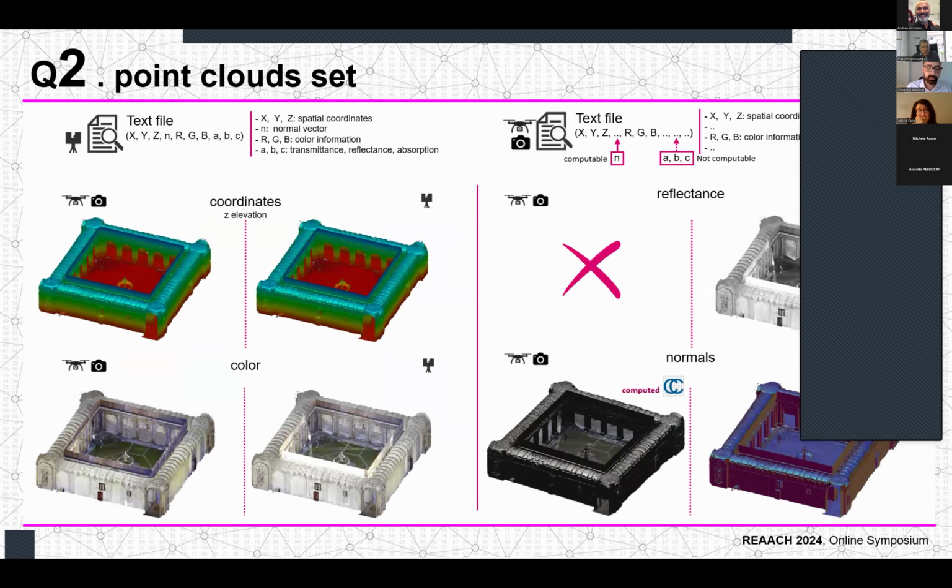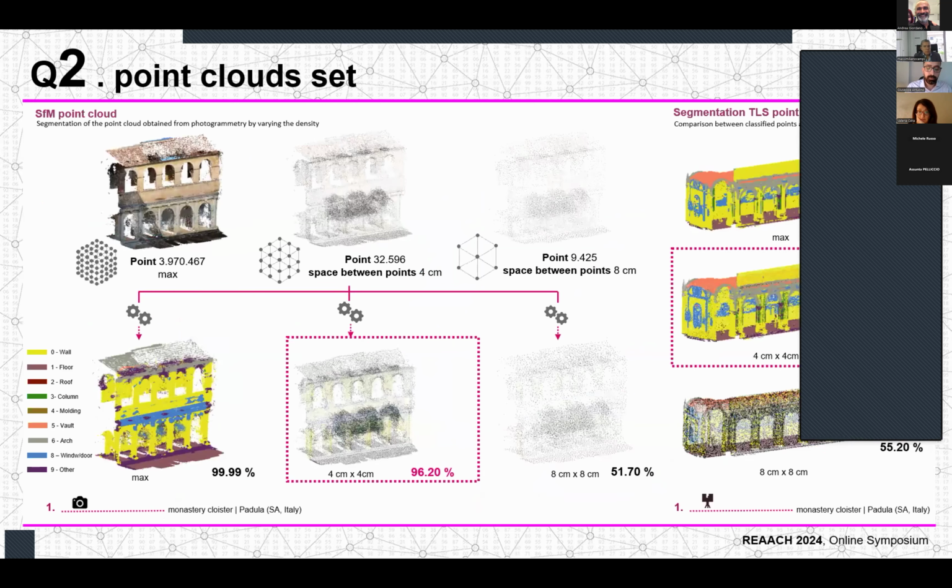Another consideration is to evaluate the sensor type dependence of classification outcomes. The information contained in laser and photogrammetric data are not the same. Consider, for example, reflectance, which could affect the computation of features. That said, to evaluate the sensor type dependence, we started by comparing the outcomes obtained from laser and photogrammetric data when the density of the point cloud changes.